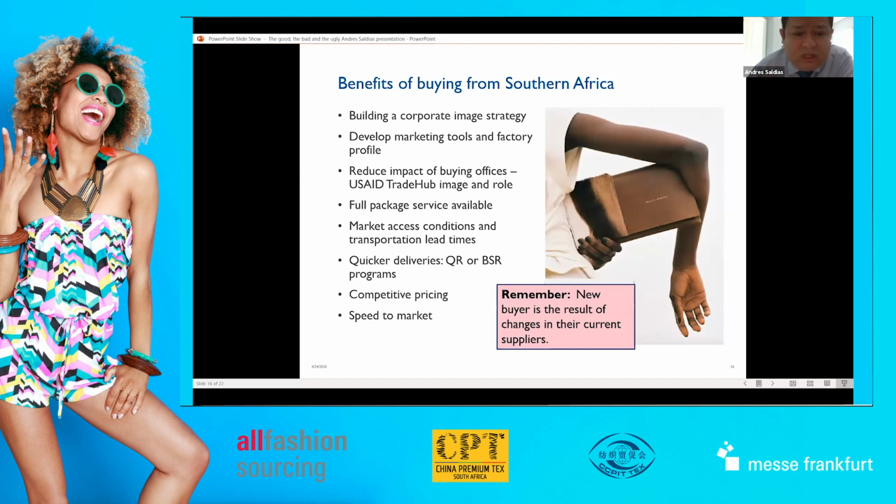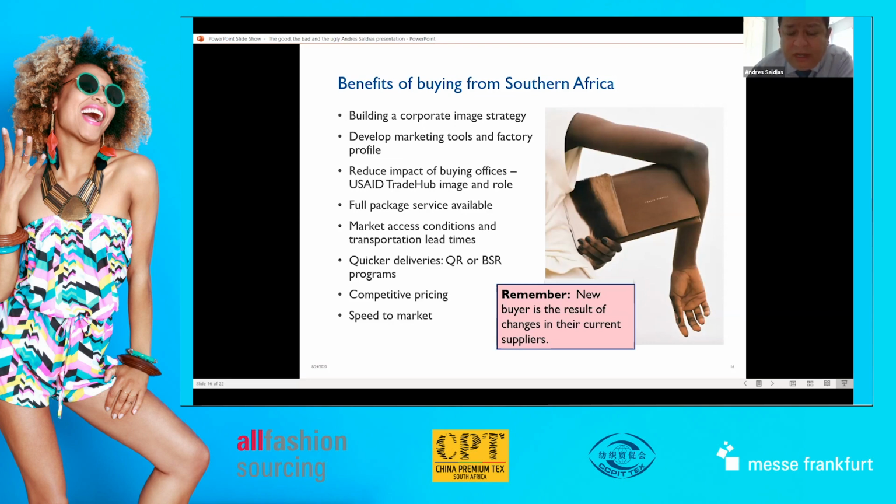Market access conditions and transportation lead time, that's another sales pitch. And quicker deliveries. Like you were saying, it was exposed, 4 to 6 weeks on ocean freight. It's a long period. But if you have a 6 to 8 weeks quick response time from purchase order to delivery, that puts you in the front door. And of course, competitive pricing and speed to market.